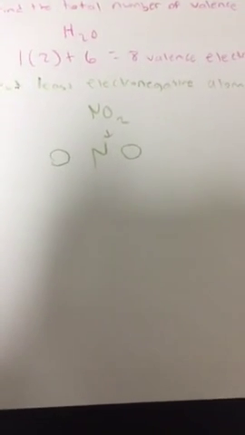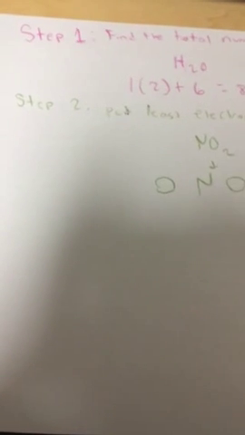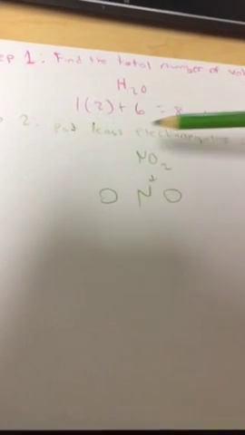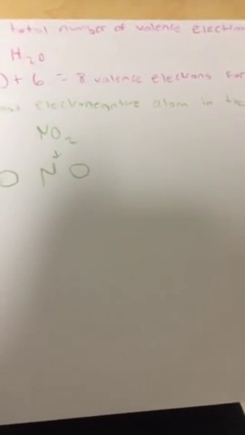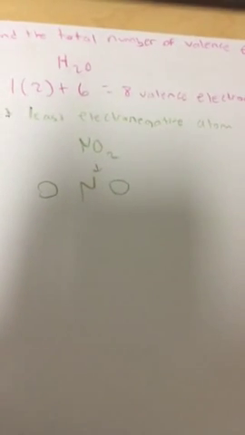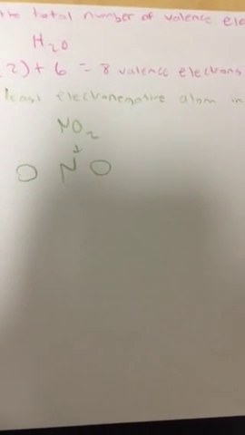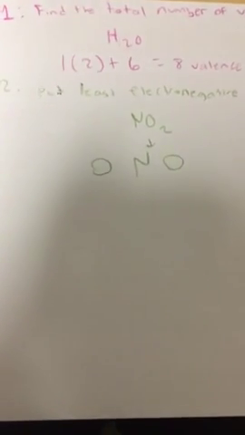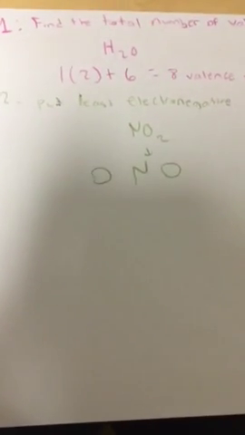So we have step 1, find the total number of valence electrons. And then once we do that, we put the least electronegative atom in the center. And we just know whichever goes from the left is further away, except hydrogen always goes on the outside. So once we have that, we go to step 3.